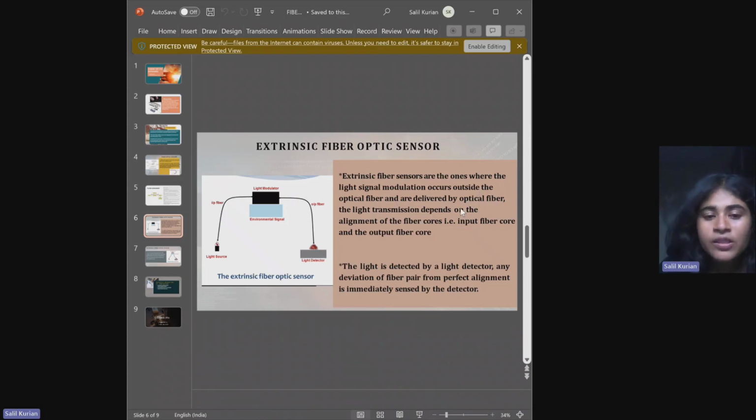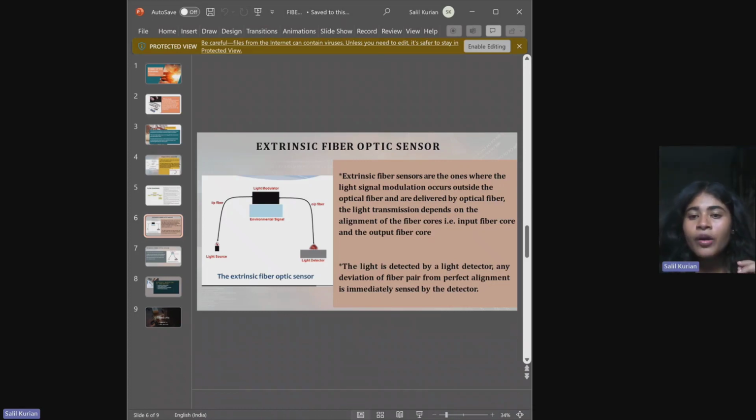The light transmission depends on the alignment of the fiber cores, that is the input fiber core and the output fiber core. The light is detected by a light detector. Any deviation of the fiber pair from perfect alignment is immediately sensed by the detector. That is, if the alignment of the fiber reduces or increases, or the length increases, or any dimensional change, it is detected and sent immediately.